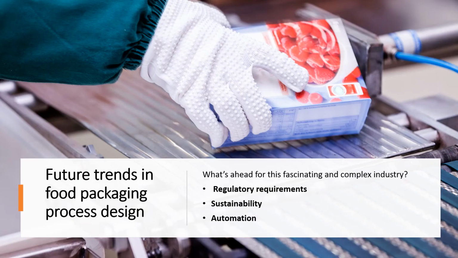So what's ahead for this fascinating and complex industry? What will drive food packaging process and line design into the future? So first we have regulatory requirements. So the Food Safety Modernization Act, FSMA, has shifted the focus of regulation from responding to food safety issues to preventing them. So now they're preventing them. They're not just acting when something happens. They're straight up preventing them.